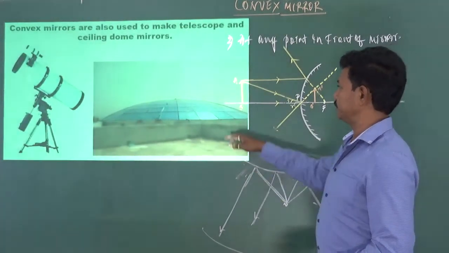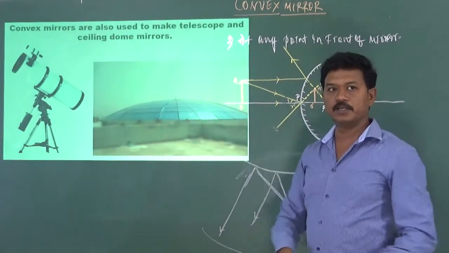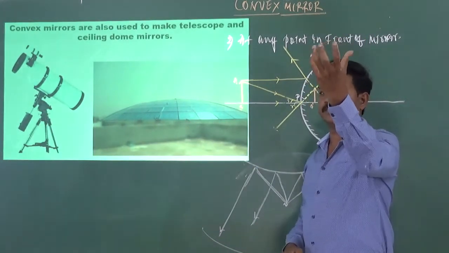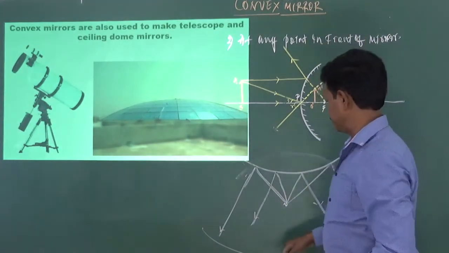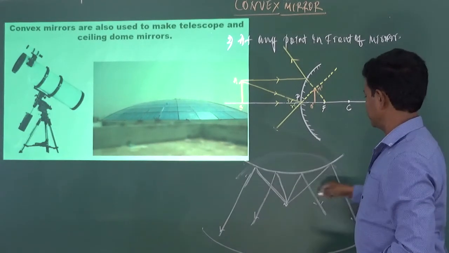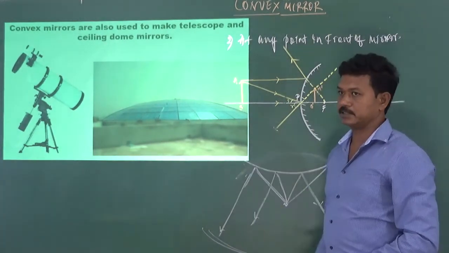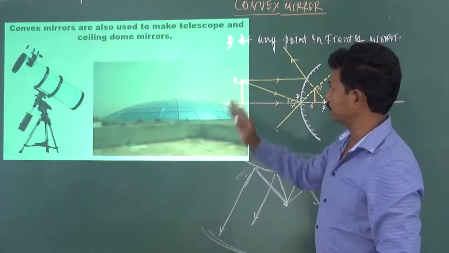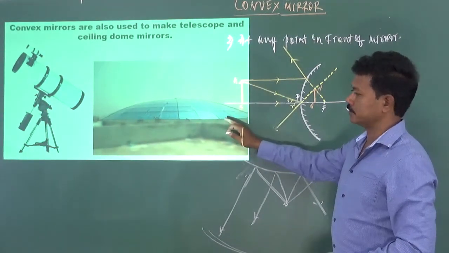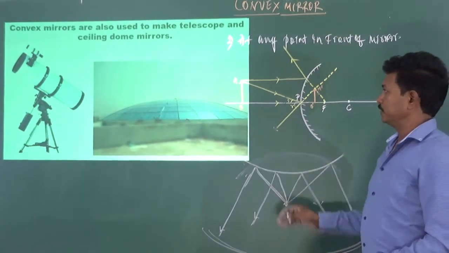This is the dome above the buildings. So it's a very important one. If a very big building and a very big concert hall is there, at the top of the roof you can fix a convex mirror. At the center of the convex mirror, if you fix a big bulb, the light rays coming from the bulb are going to fall on the mirror, and they are going to get reflected, and they cover the entire hall. This can also be used for making telescopes, a particular scientific instrument, and ceiling dome mirrors. So this is one of the uses. Okay. So these are the uses of convex mirrors.